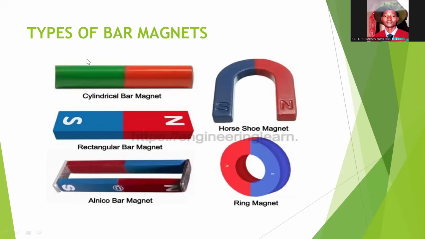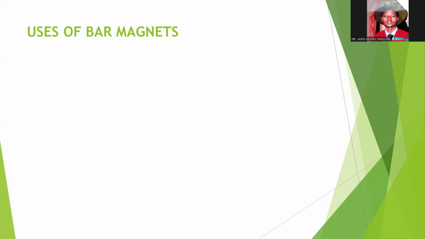Let's look at types of bar magnet. We have different types of bar magnet depending on the application. We have the cylindrical bar magnet, the horseshoe magnet, the ring magnet, and the rectangular. So all these types are based on the application.